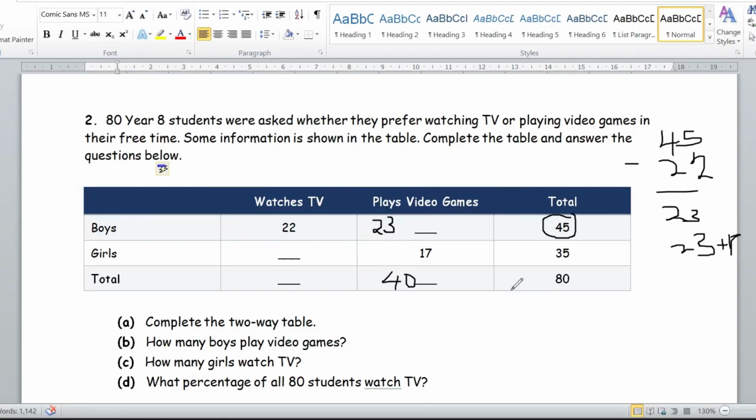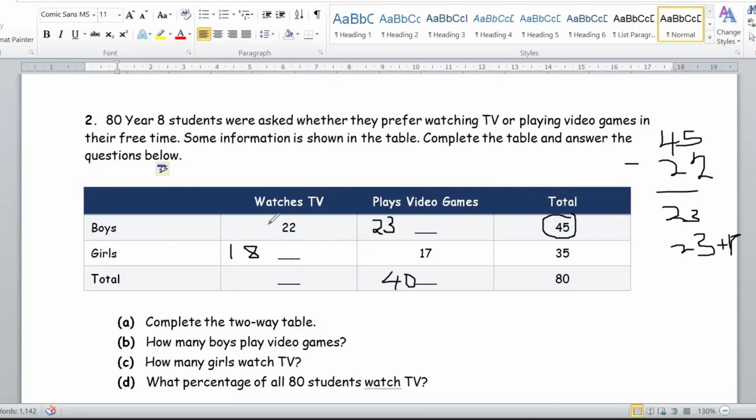And now we have this one. Let's look at this row. For here we have the total to be 35. So all we need to do is subtract 17 from 35, and that should give us 18.